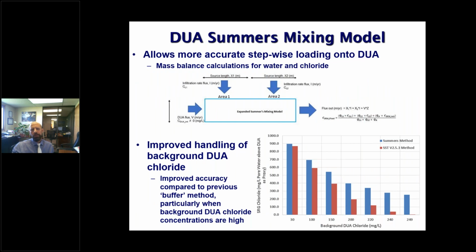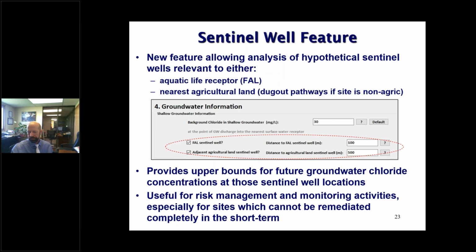The Summers mixing model, won't go into it, but it just allows a more robust way of mixing water and chloride fluxes from different areas into the DUA and making sure the DUA stays protected at all points along it. And it also has a better way of handling higher background chloride in the DUA, which doesn't come up very often, but when it does, the new method, Summers, is more accurate and less conservative than the version 253, which gave unnecessarily low guidelines in those situations.